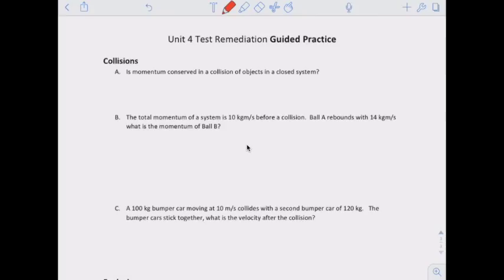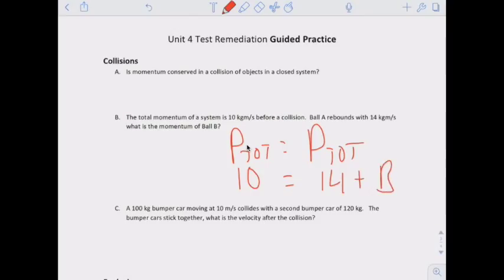Moving on to collisions. It says, is momentum conserved in a collision of an object in a closed system? Yes, all momentum is always conserved. B, it says the total momentum of the system is 10, so our momentum total before has to be our momentum total afterwards. So before it is 10, and afterwards it'll have to be a 10. So we know that A is 14 plus our unknown would be B. So solving for this, B would have to be negative 4.